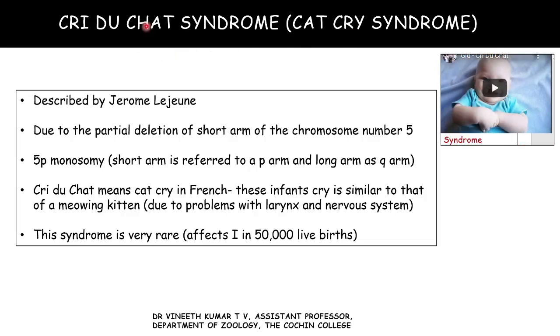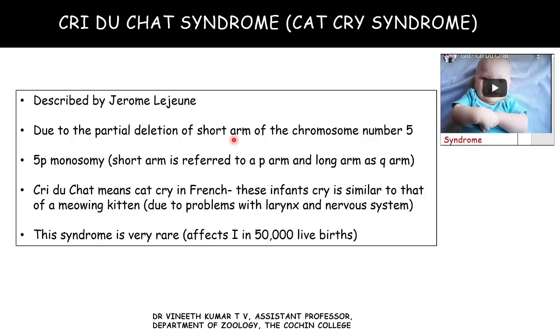Coming to the next one, which is Cri du Chat syndrome. It got its name from a French term, Cri du Chat, which denotes cat cry, because the infants of this syndrome have a cry similar to the mewing of a kitten. That is why it was named cat cry syndrome. It was described by Jerome Lejeune, and this is due to a partial deletion.